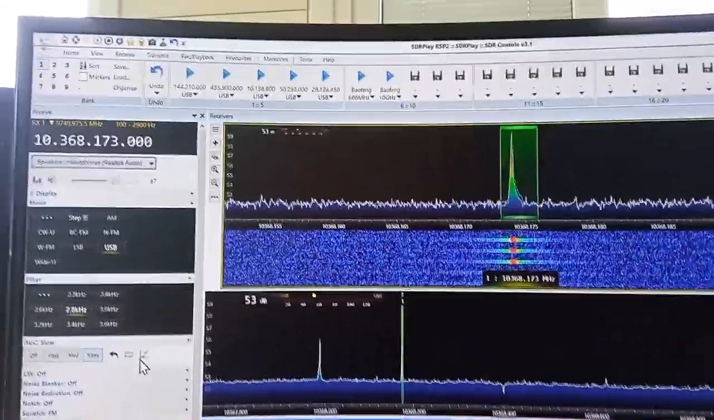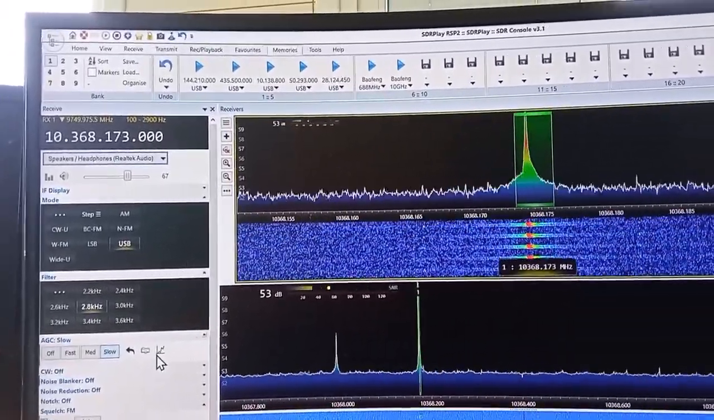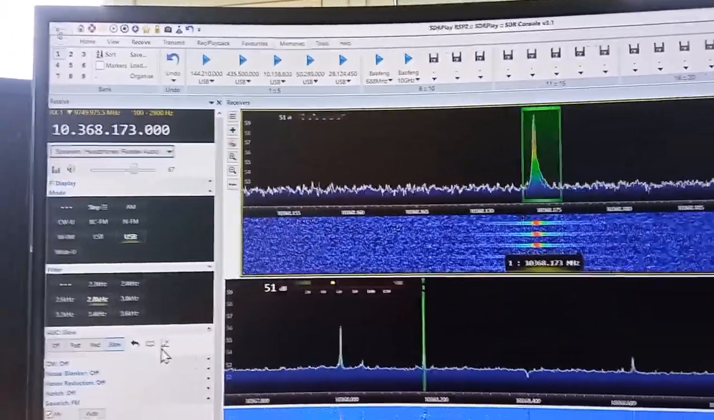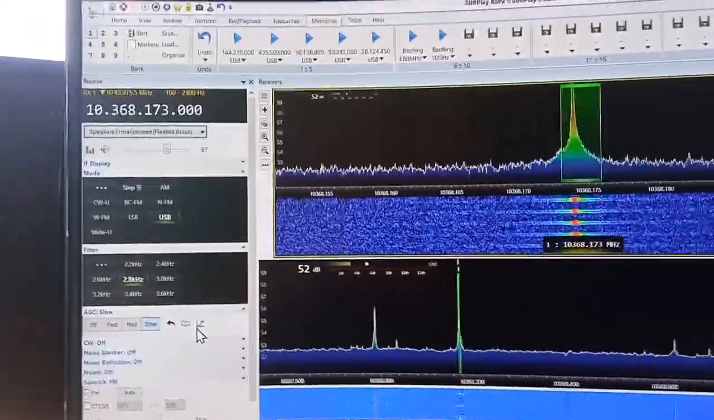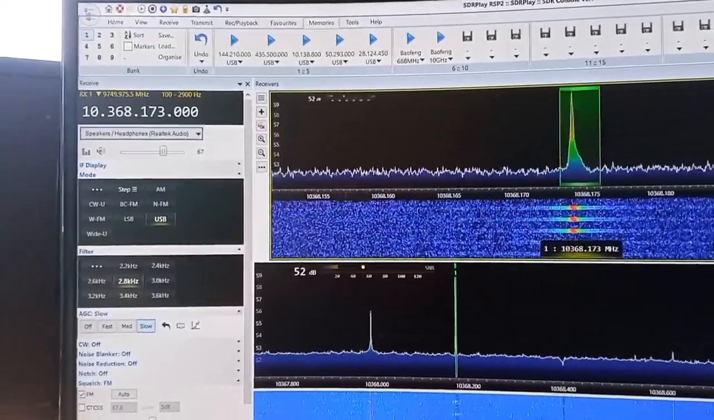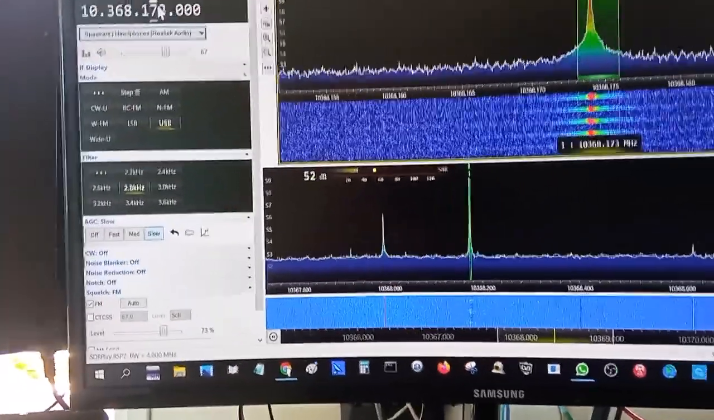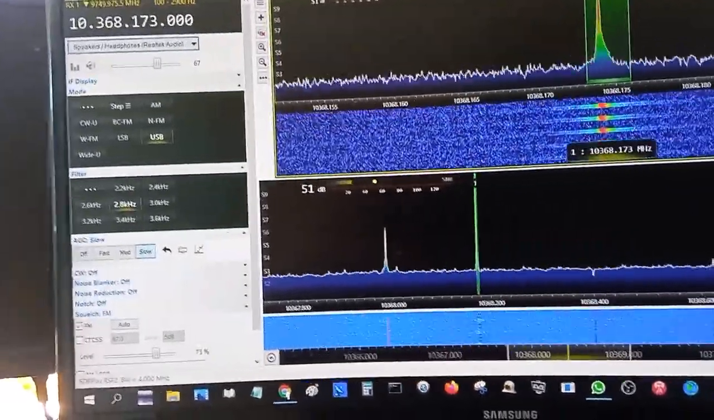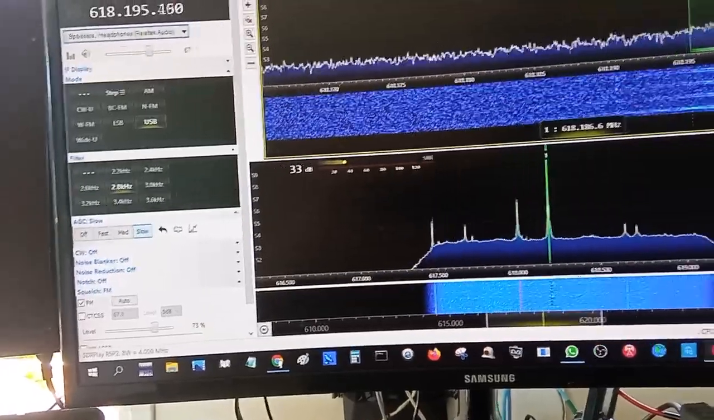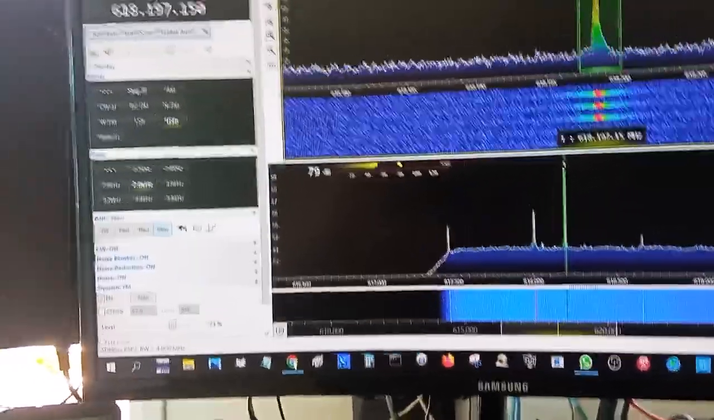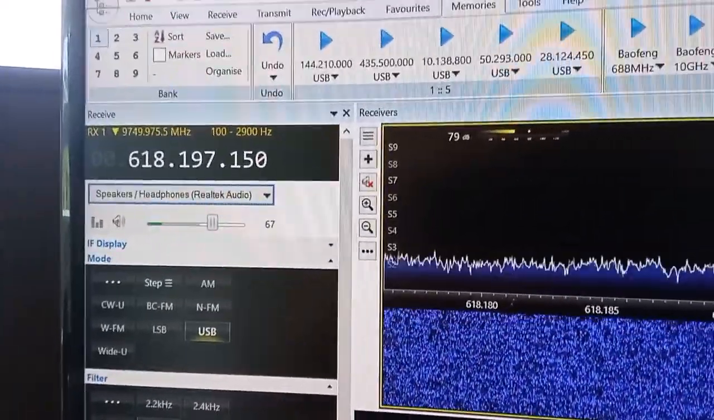I'm using SDR Console, which is translating the IF frequency coming from the LNB, from the 700s to the 10 gig. The real frequency from the LNB is that one. Yeah, I have a little shift, but it's 618.